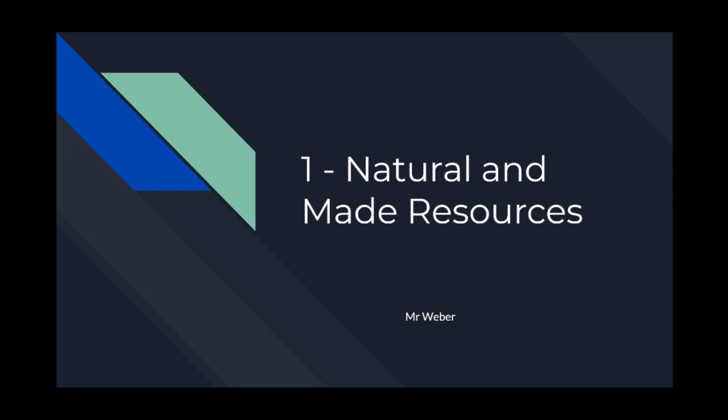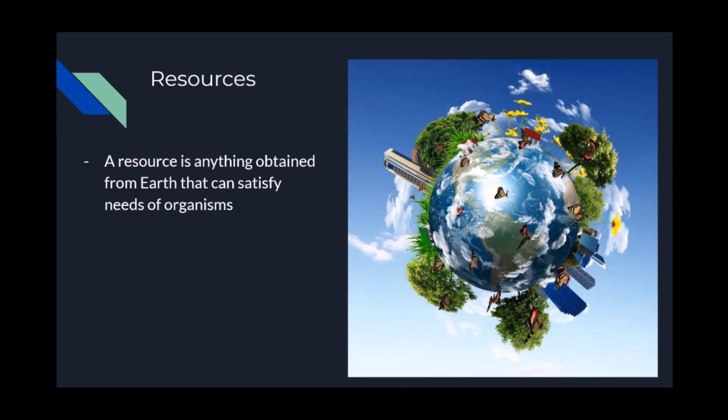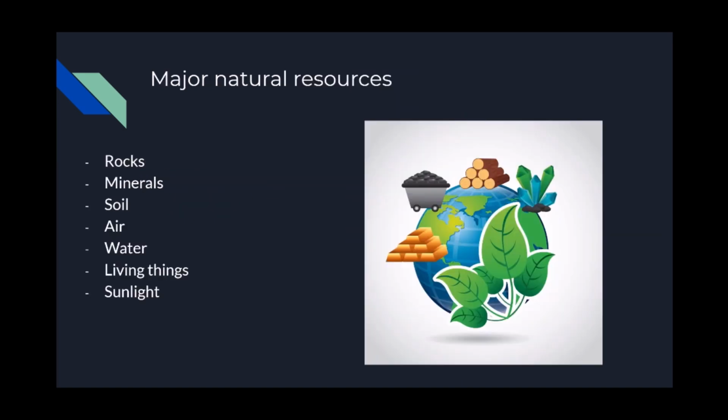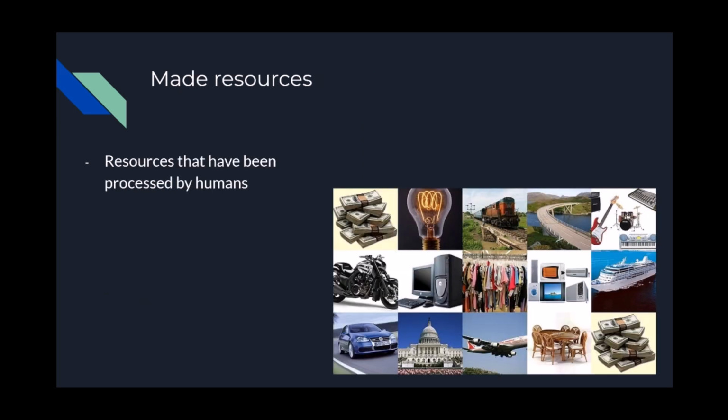Today we will be starting the next chapter on Earth resources, and the first section we'll be looking at is natural and made resources. Okay, so resources. A resource is anything obtained from Earth that can satisfy needs of organisms. Organisms are living things. Major natural resources include rocks, minerals, soil, air, water, living things, and sunlight. Made resources are resources that have been processed by humans, like cars and electricity.